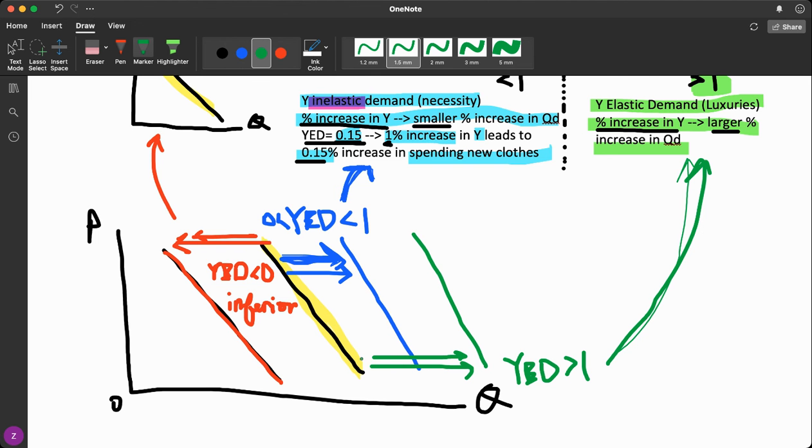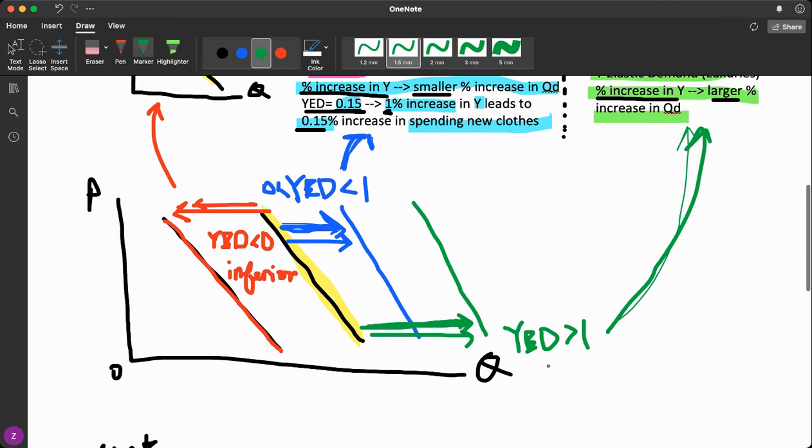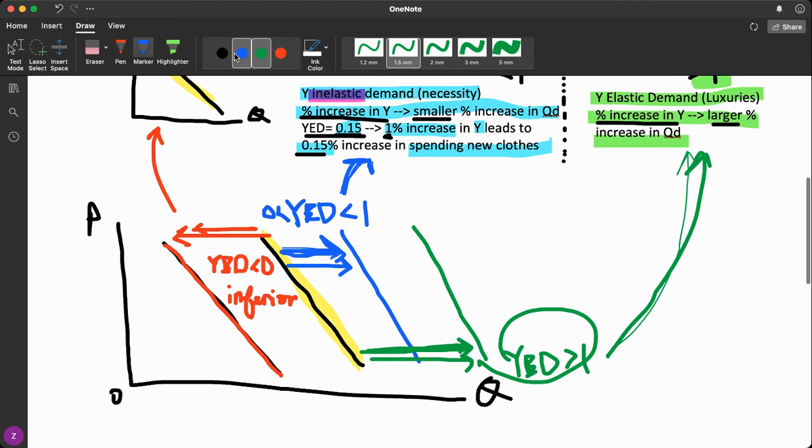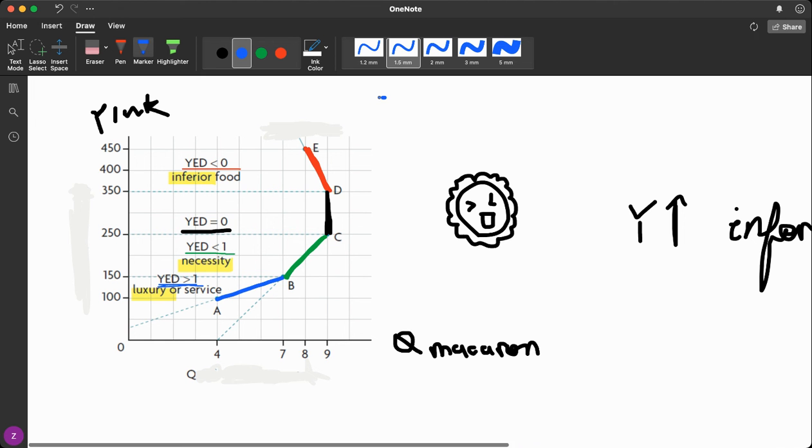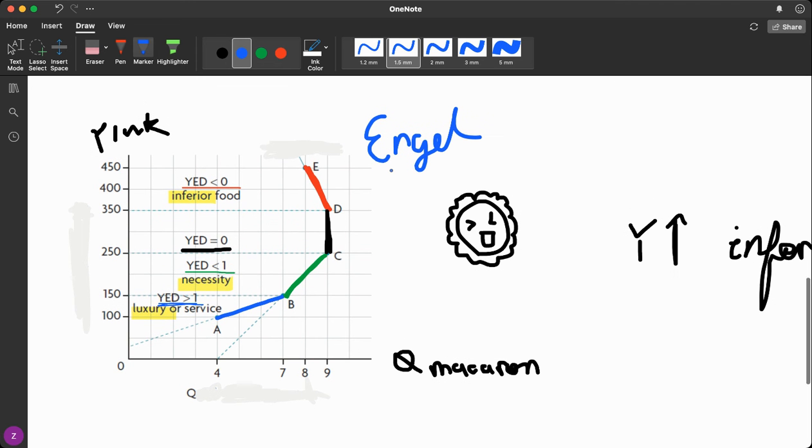So at each price level, my quantity demanded is going to increase by a huge amount for elastic goods or luxuries. For inelastic goods, it will also shift, but not that much, right? Okay, so finally, another curve that you have to know from this chapter is named after a German economist called Engel. This is basically an alternative to demand curve shifts, and actually it does a better job in illustrating YED.